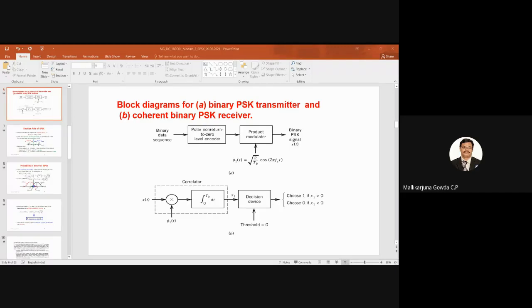What I mean to say is, it is a carrier. Whatever carrier is used at the transmitter side, the same carrier, synchronized in phase as well as frequency, will be used at the receiver side. That is why it is called coherent. It is called a coherent binary PSK receiver because the carrier signal we use at the receiver side for recovering the transmitted signal is the same as that used at the transmitter side.